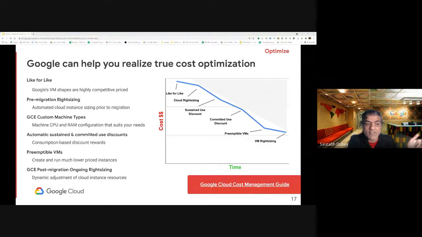Preemptible VMs are up to 80% lower price than a normal instance, and are perfect for any kind of distributed computing workload or batch processing. Similarly, right-size recommendations, which I think I've already called out, and also automatic sustained and committed use discounts, which are consumption-based discounts that you will get.